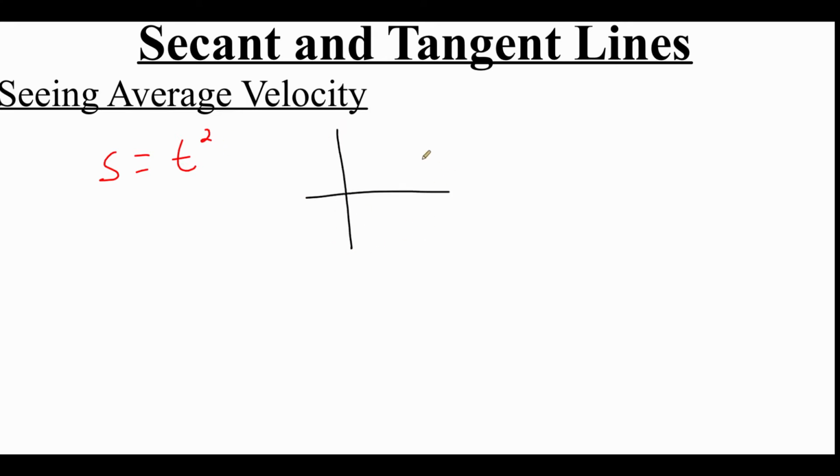And if we look at a graph of this, we're going to look at this function for t values that are greater than or equal to 0. We don't want to go negative when we're talking about time. What's going to end up happening in here is we're going to have the right-hand side of a parabola.